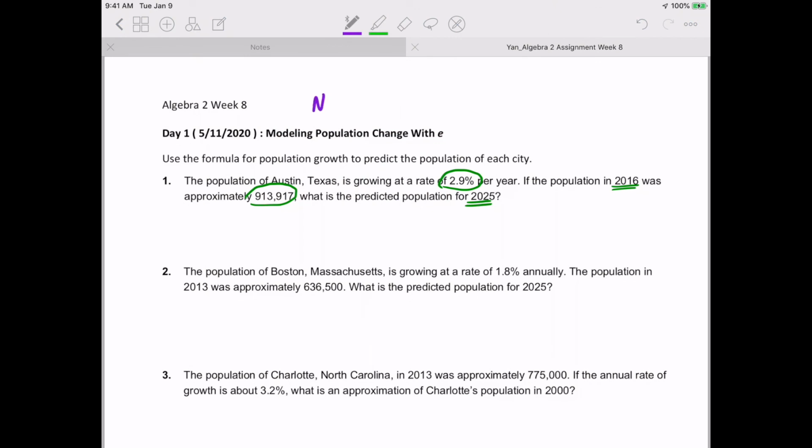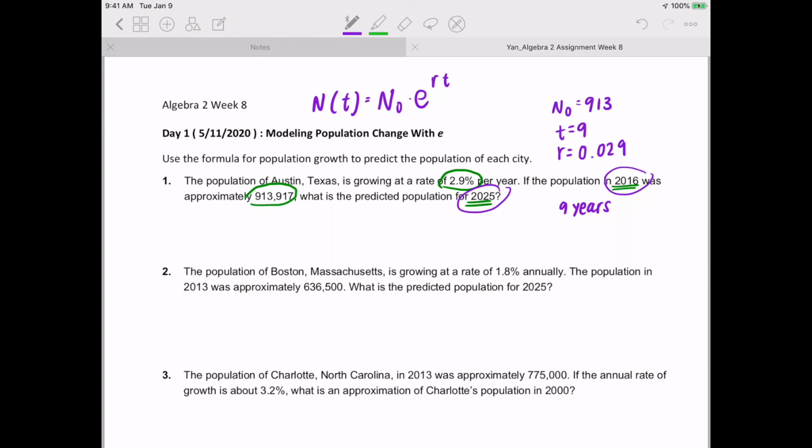Okay, so let's write the formula at the top. N of t equals N sub 0 times e to the rt. And how many years apart are these two years? That's about 9 years. Actually, that's exactly 9 years, right? So we're going to be using 9 for t. And then our percentage, which is r, is going to be 0.029. And N sub 0 is the 900,000 one.